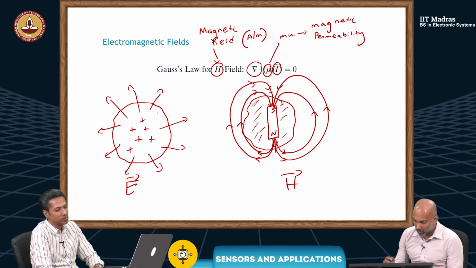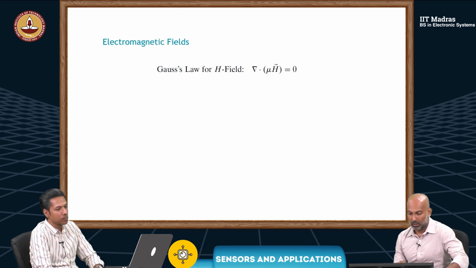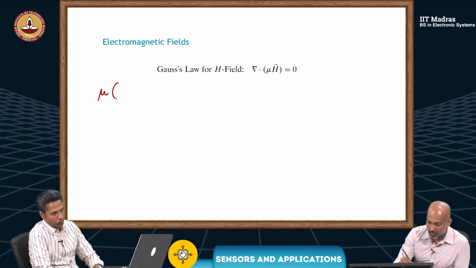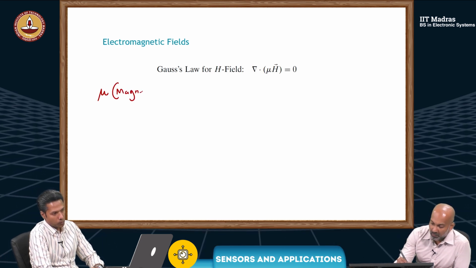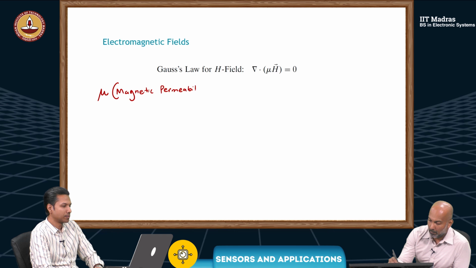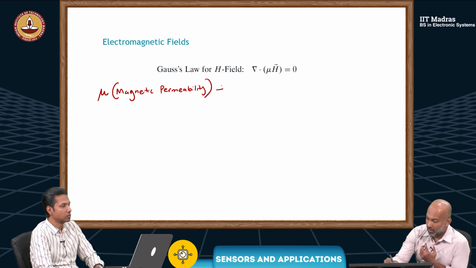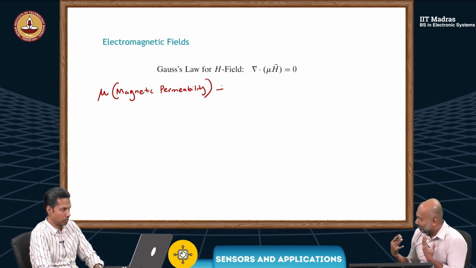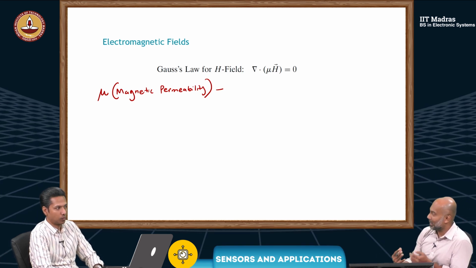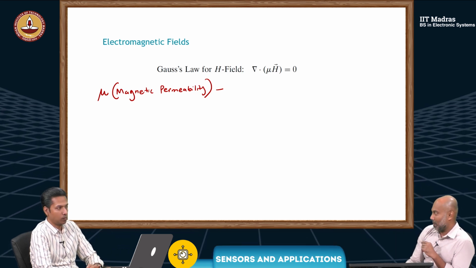Now, we talked about electrical permittivity. This mu, which is magnetic permeability, is the response of a material to a magnetic field. Before it was the response to an electric field, now it's the response to a magnetic field. But there's a little difference here.